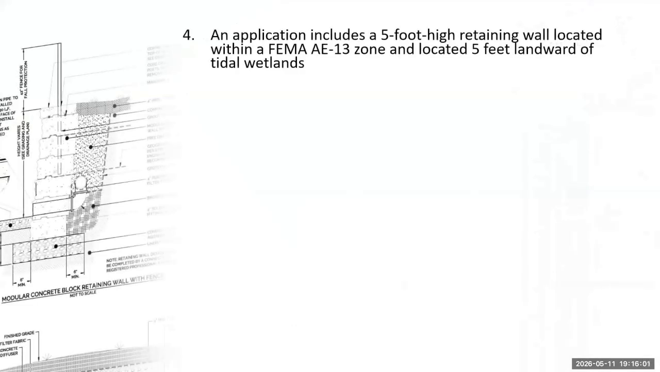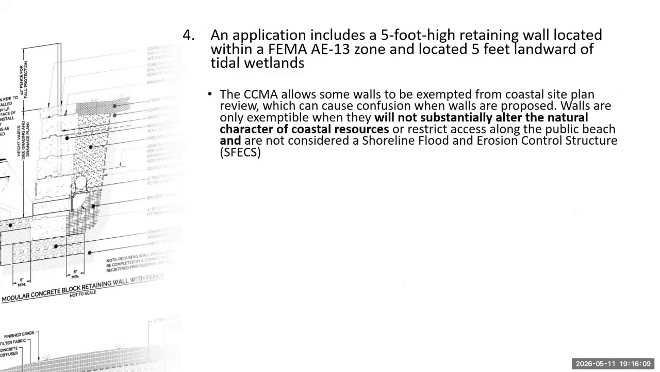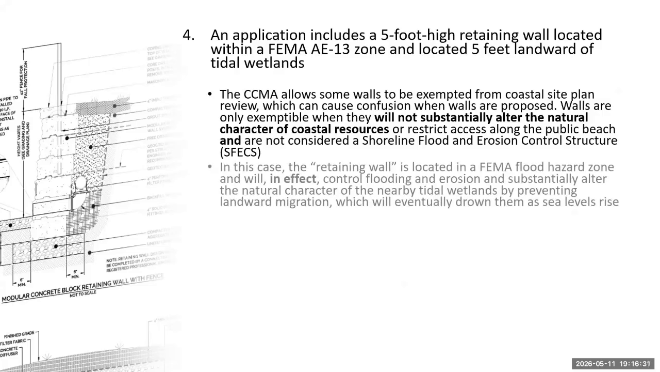Moving on to an application with a 5-foot high retaining wall that's within a FEMA AE 13 zone and is located 5 feet landward of tidal wetlands. The CCMA, again, as we discussed at the beginning of the presentation, does allow some walls to be exempted from coastal site plan review, and this can cause confusion when there's walls proposed. The important criteria is that it does not substantially alter the natural character of coastal resources, restrict access along the beach, or meet the criteria for a shoreline flood and erosion control structure.